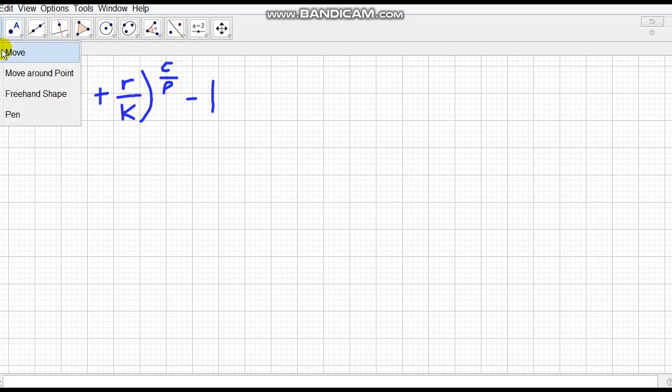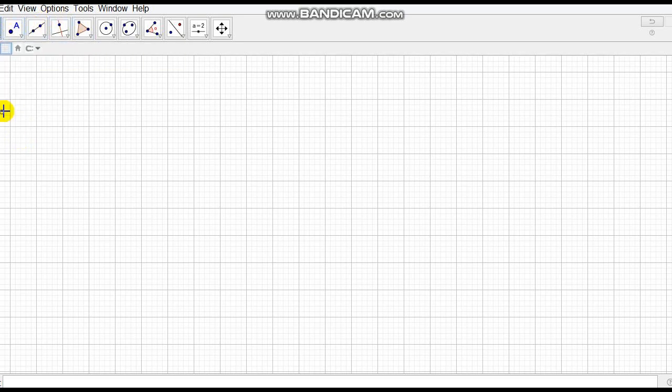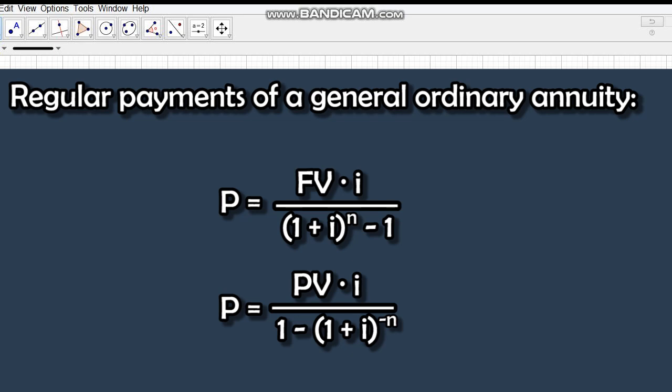So, for the formula of the regular payments of general ordinary annuity and general annuity due, we just make use of the same formula that we use in the regular payments of simple annuity. For the general ordinary annuity, if the future value is given, we still make use of P is equal to future value times the interest rate per period all over the quantity 1 plus i raised to n, minus 1.